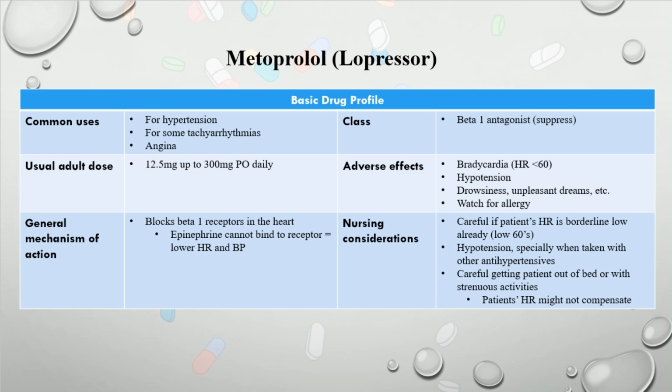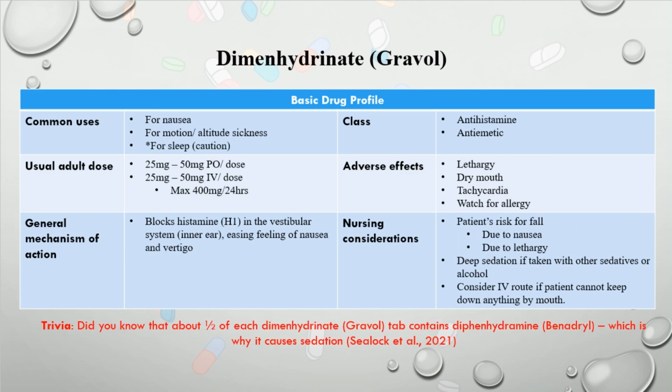Okay. The next medication we're going to introduce is Dimenhydrinate, brand name Gravol. We're going to use it for nausea, motion sickness, and I put there also for sleep, but not really, because the sleepy part is one of the side effects. Now people use it as a sleeping aid because of its side effects. The class is part of the antihistamines with the antiemetics or anti-nausea medication. Dosage is usually 25 milligrams to 50 milligrams by mouth, a maximum of 4 doses in 24 hours.